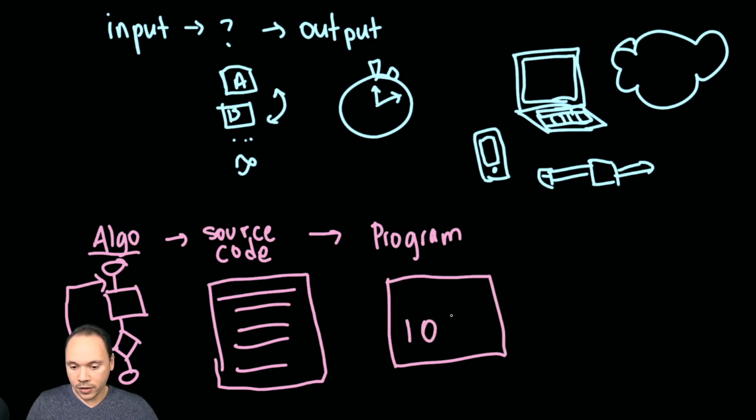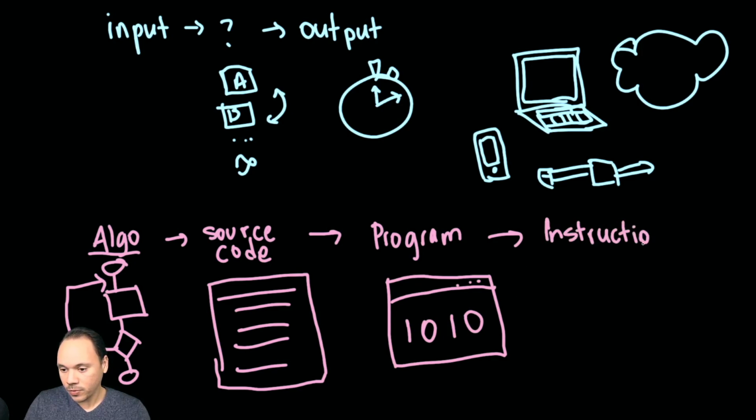So you have binary instructions. This is what the CPU can understand. So this program has the binary CPU instructions.